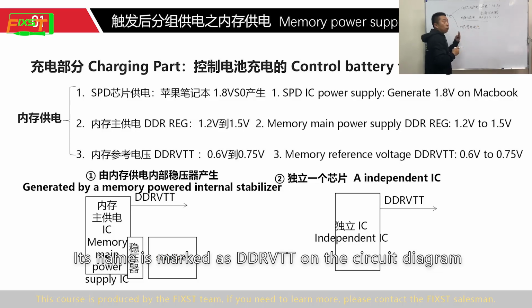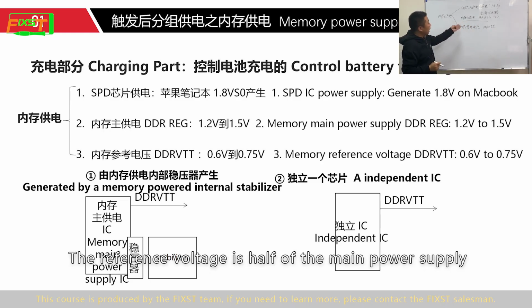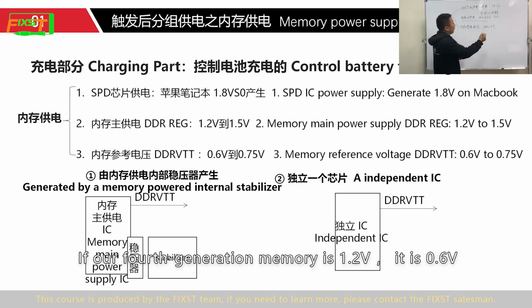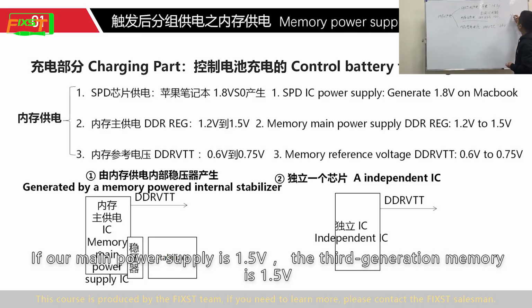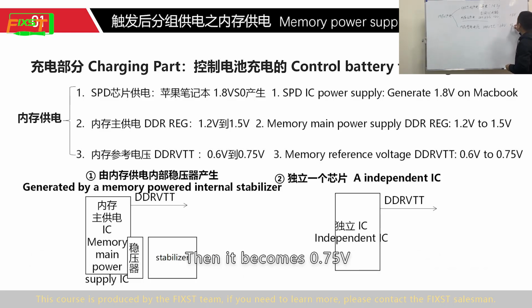Its name is marked as DDRVTT on the circuit diagram. The reference voltage is half of the main power supply. If our 4th generation memory is 1.2 volt, it is 0.6 volt. If our main power supply is 1.5 volt, as in 3rd generation memory, then it becomes 0.75 volt. It changes as the memory changes.